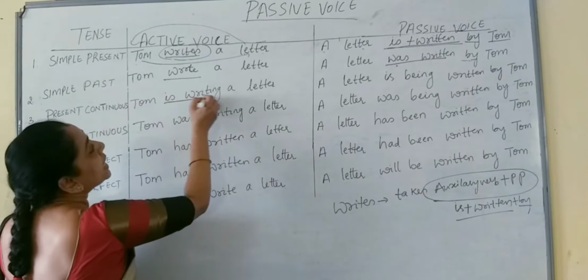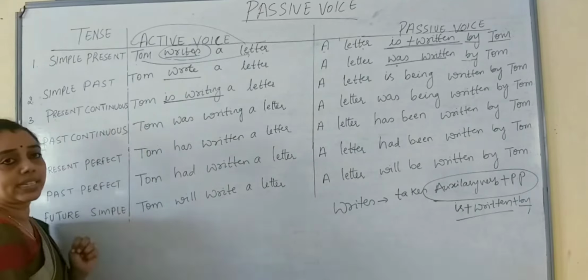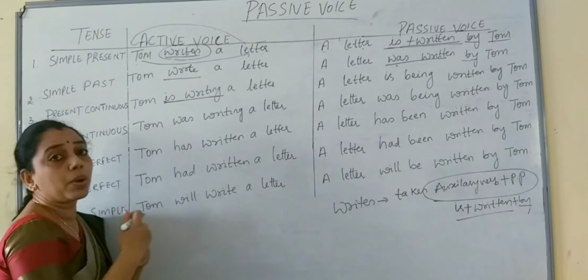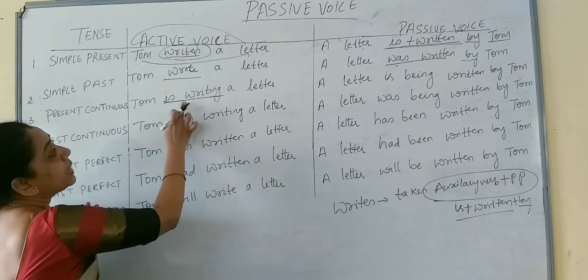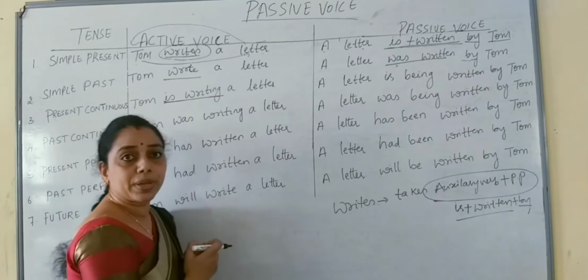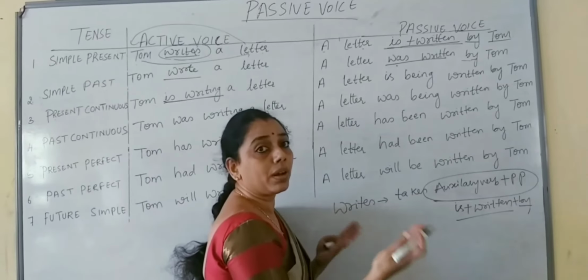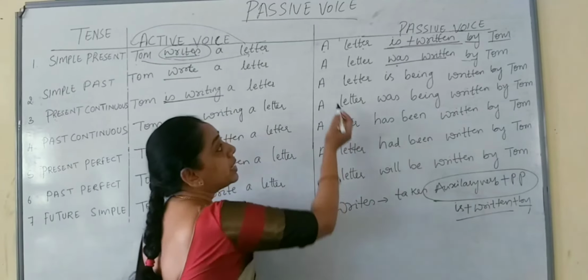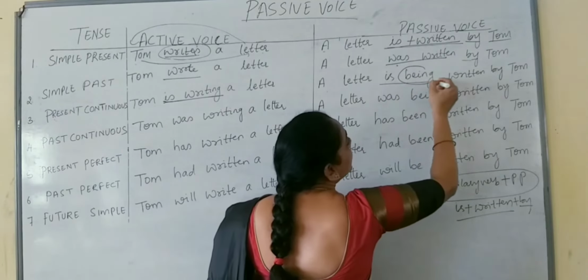Tom is writing. See, is writing is again present tense. We are talking about ing form, that is present continuous form. So Tom is writing a letter is present continuous. How that present continuous tense is changed to passive voice? A letter is being. Look at this changes here.